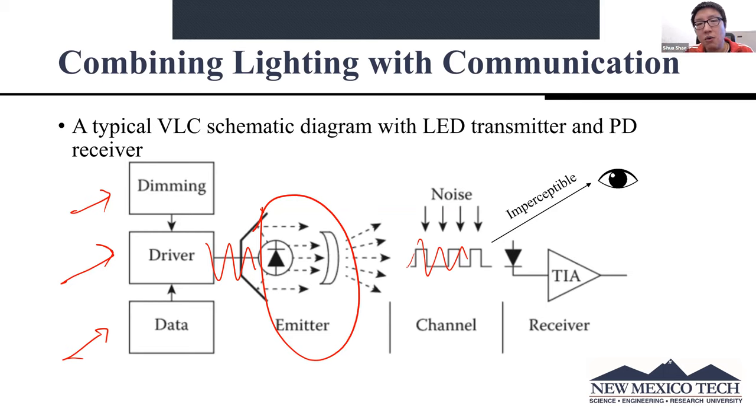Once this optical signal is received by the photodiode, the PD, it will include some noise. The noise comes from the circuit and from the ambient light. This noise accumulates with the signal and gets amplified by the TIA, a transimpedance amplifier typically used to amplify the optical signal and transform it into an electrical signal. So that's the entire typical way we use a light bulb to transmit signals and carry data.